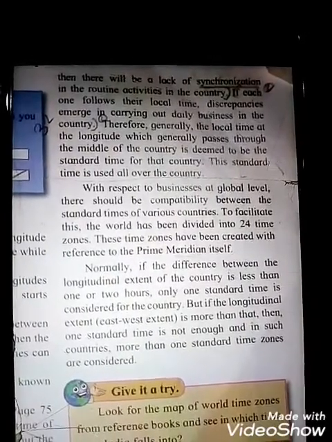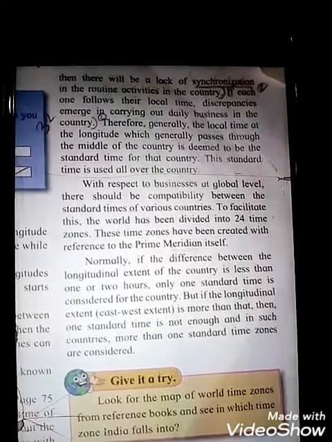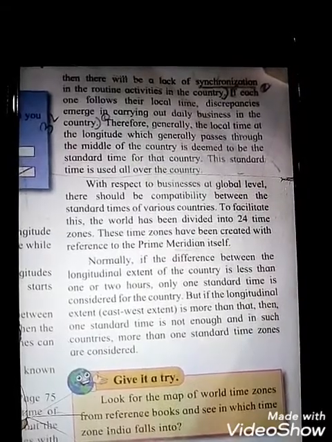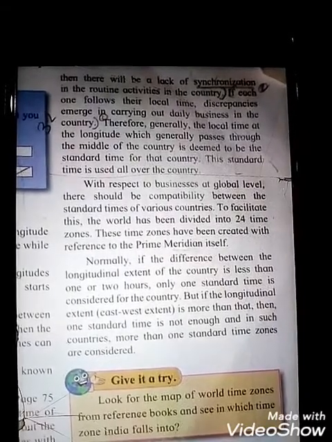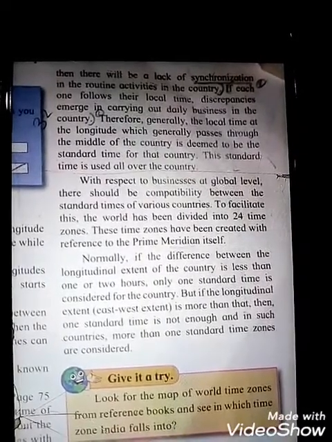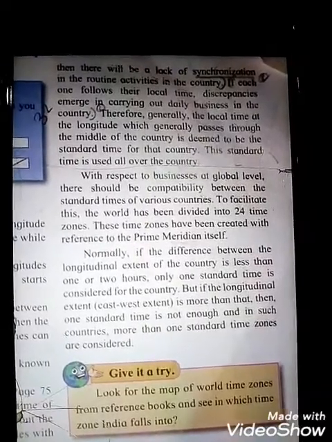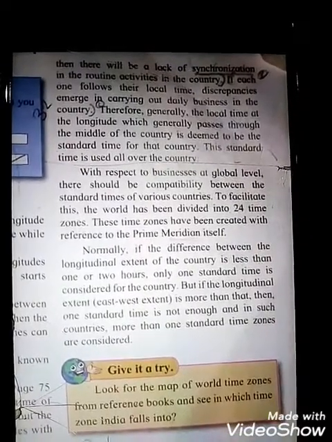This standard time is used all over the country. You know that with respect to business at the global level, there should be compatibility, meaning similarity, between the standard times of various countries. To facilitate this, the world has been divided into how many time zones? 24 time zones. And these time zones were created with reference to the prime meridian itself.